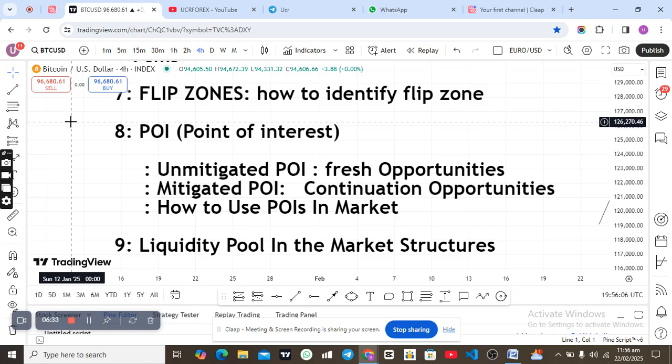A flip zone is a price level or area that has switched its role from a support zone to a resistance zone, or vice versa. When you hear me say vice versa, it means it can be a resistance to support. Okay, I come again. A flip zone is a price level or area that has switched its role from a support to a resistance level. Do you understand that? Or vice versa, whether it is from a resistance to support level. Understanding what they say is switch its role.